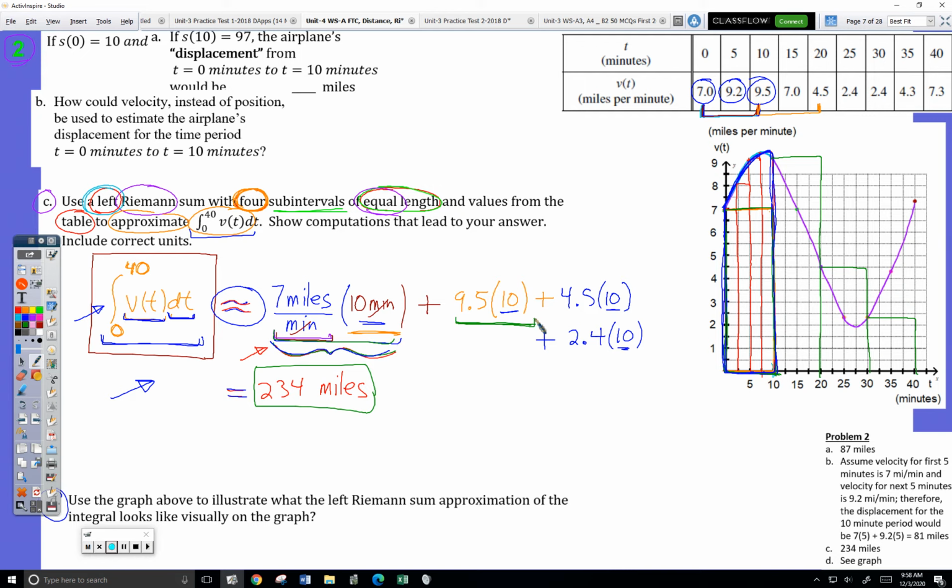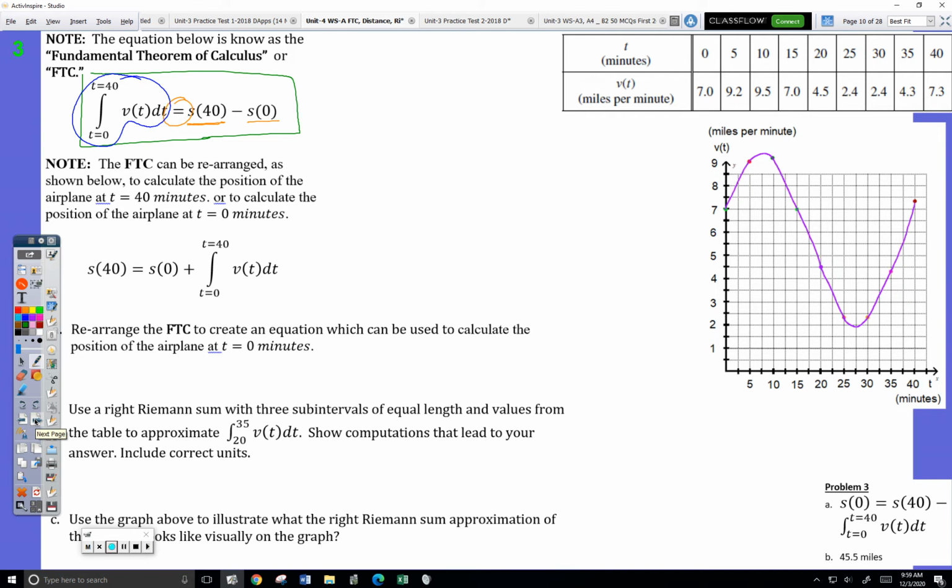Okay? Go back to here. Reagan, did I get your question? Okay. Fundamental theorem. It's a really, really simple idea. Don't make it complicated. Look at me. This is the equation you start with, that's what we've been talking about. If I integrate velocity, that's the same as taking the difference of two positions. But you can rearrange that equation any way you'd like to find other things.